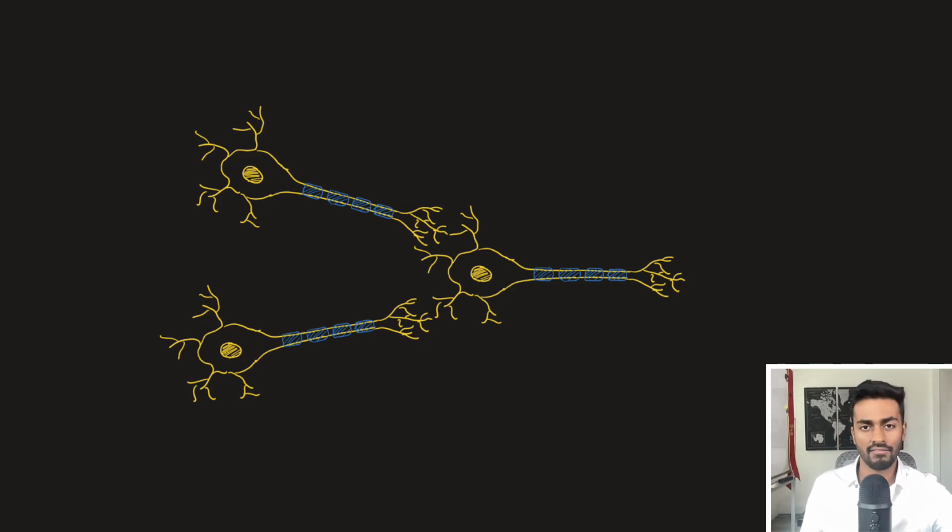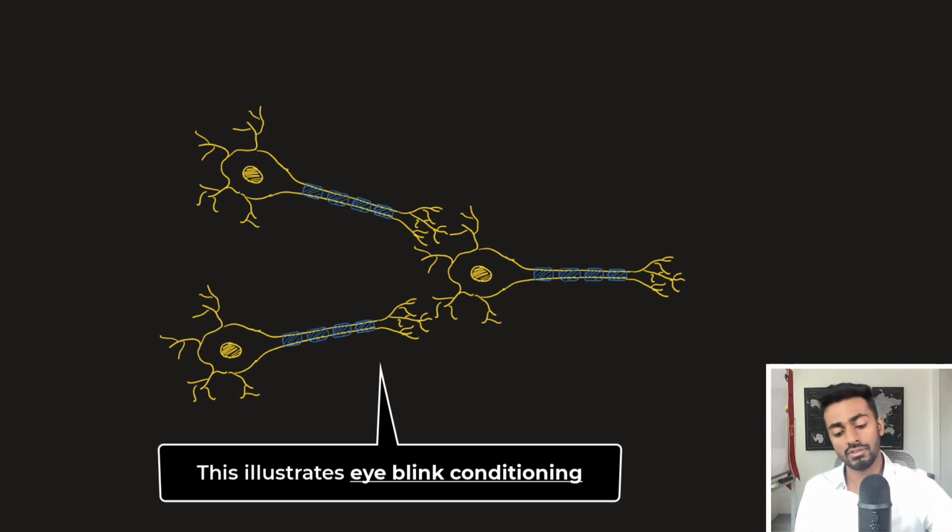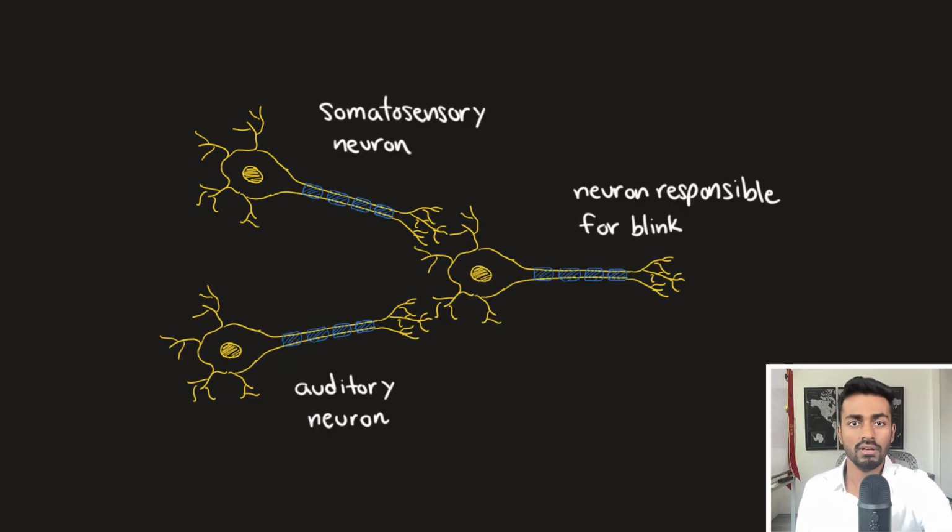So let's say that we have a very simple network of 3 neurons, and I'm going to illustrate something known as eye blink conditioning to illustrate a simplified form of learning. So one of the neurons here is a somatosensory neuron for detecting stimulus. Let's say in this case, it's going to be in the eyes. We have an auditory neuron to detect any kind of auditory stimulus. And then we have a neuron that's responsible for the motor skill of blinking, the action of blinking.